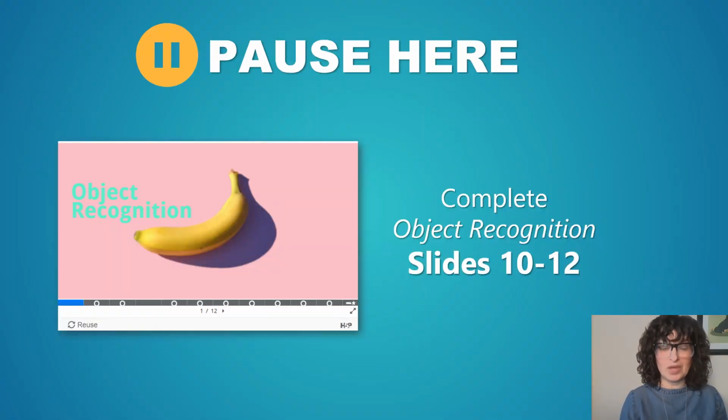Now, here's the point at which you can complete object recognition. So go back in, do those last few slides, 10 to 12, and then you'll be completed with the object recognition H5P. I always point in the wrong direction that way.